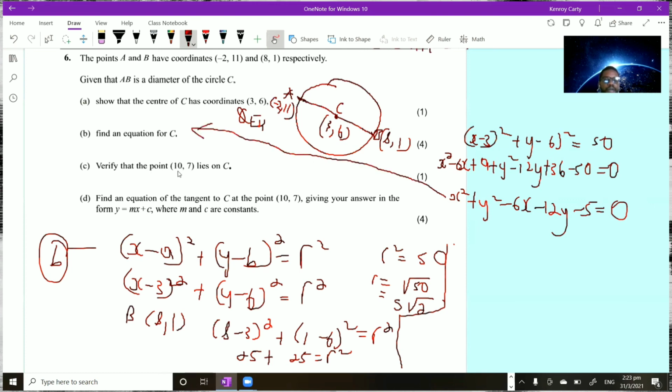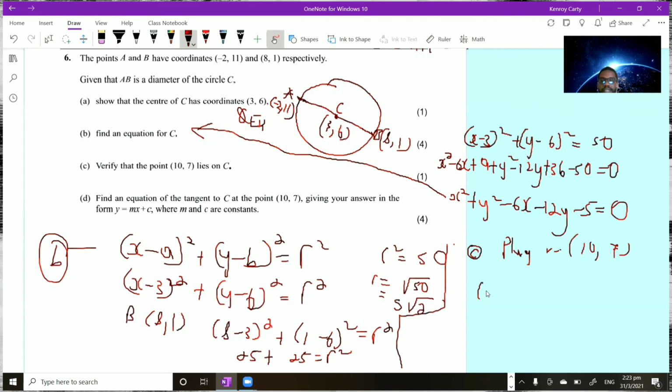Okay, verify that the point 10, 7 lies on C. Now, to verify that, I simply just need to plug 10, 7 into the equation, and it should be equal. Well, both sides should be equal. I could either use the standard form, or we can use the general form. It doesn't matter. Okay? All right, let me say I decided to use the standard form because this probably looks much quicker. All right, so let me put this as C. So I'm going to plug in 10, 7.